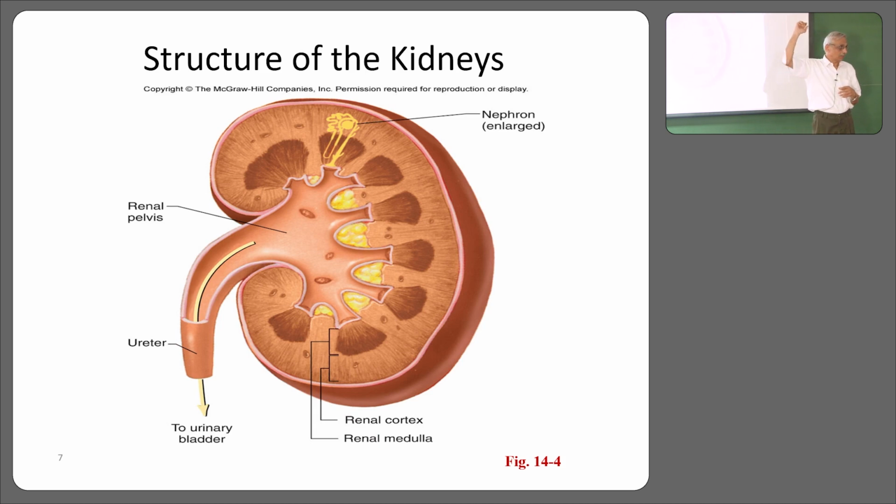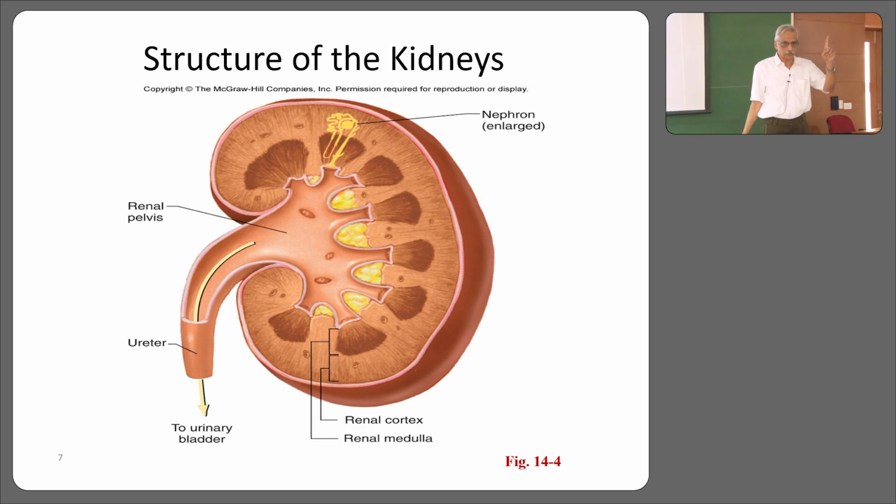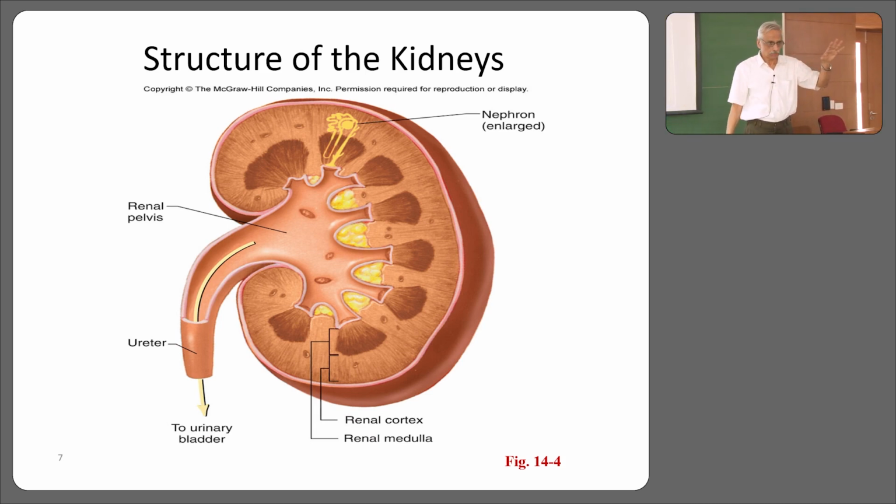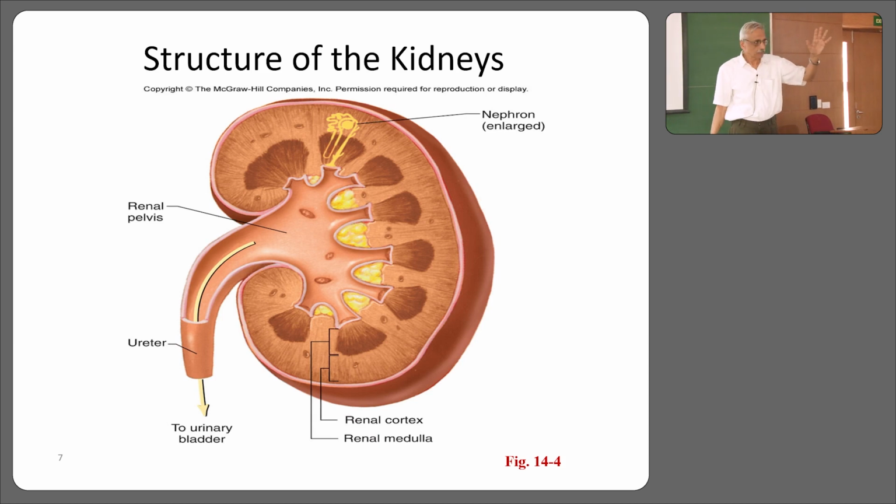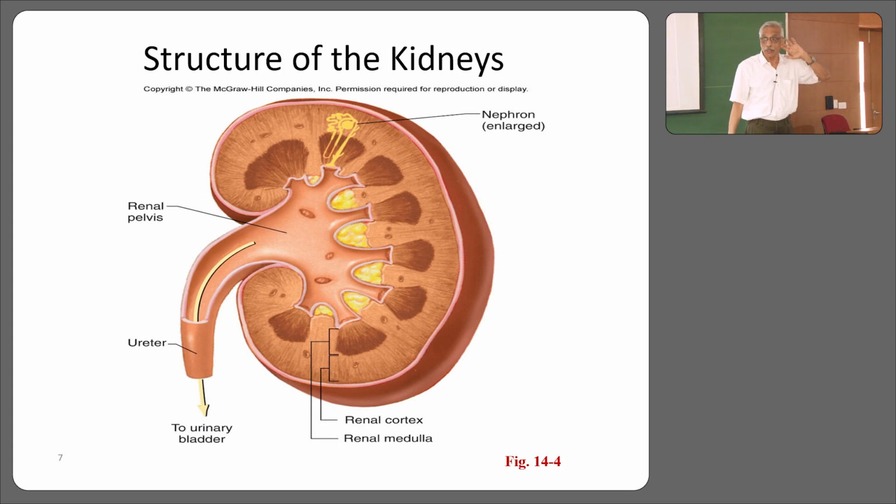Now, the author has shown one nephron, one unit. We have about 1 million or so. Both kidneys put together, how much? 1 million or so, a huge number. And please remember, if they degenerate, they can't regenerate.